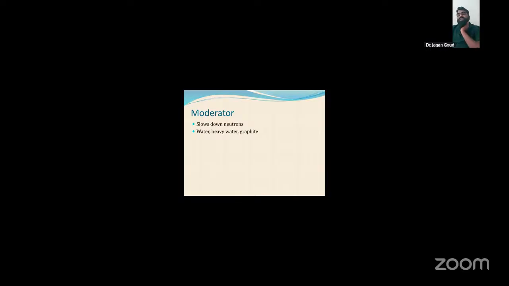What is slowing down neutrons? Each fission event releases 2 to 3 fast neutrons. These neutrons travel at very high speed. Fast neutrons are less effective in causing further fission in uranium-235. The moderator collides with fast neutrons, reduces their speed through elastic scattering, and converts them into thermal neutrons. The process is called neutron moderation.